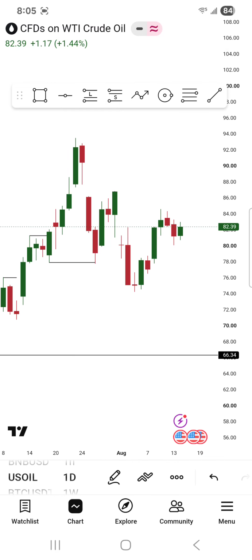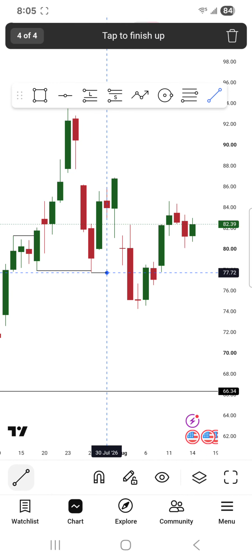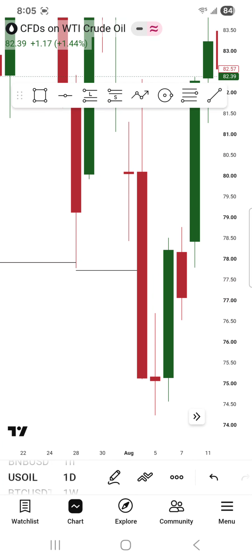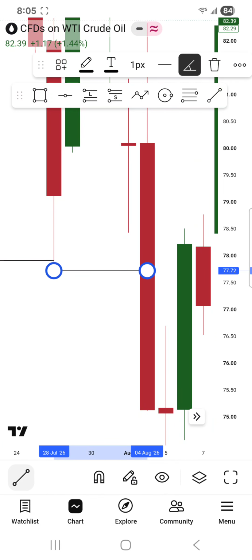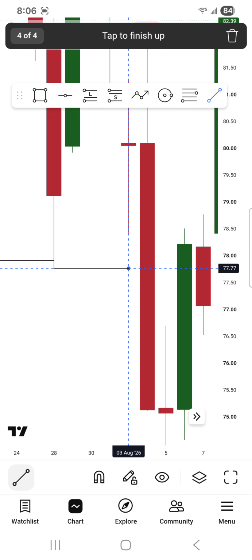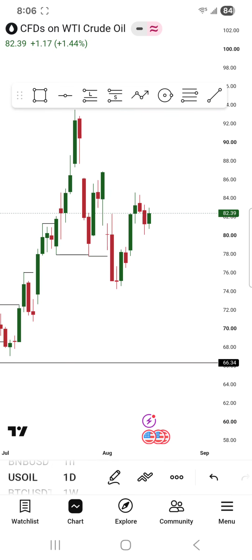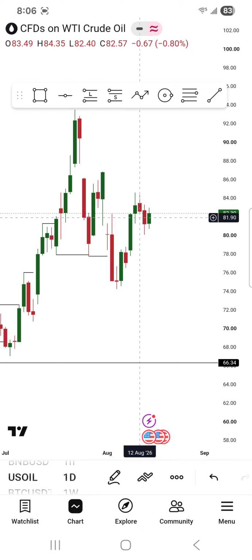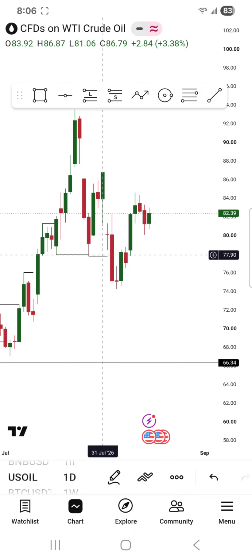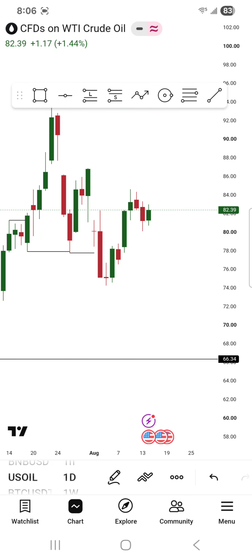All right, so now that we have a change of character, we proceed. We see another second break of structure to the downside to confirm to us that the market is bearish. We are looking at the most recent break of structure. This is it. So this has confirmed to us that the market is bearish. There is no other break of structure along this area, so we just have this first change of character, break of structure, then we are bearish on the daily time frame.